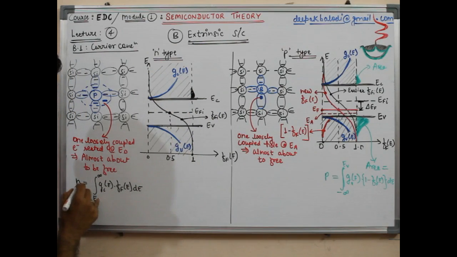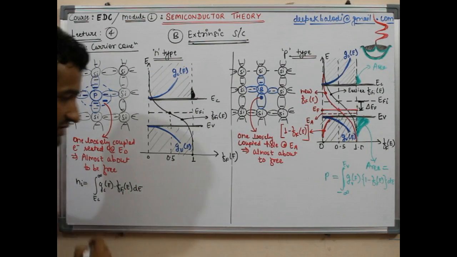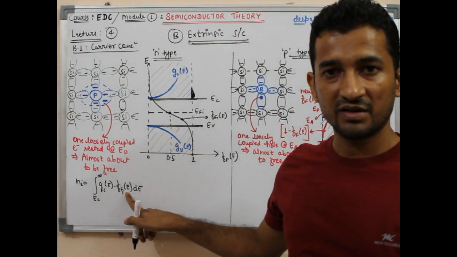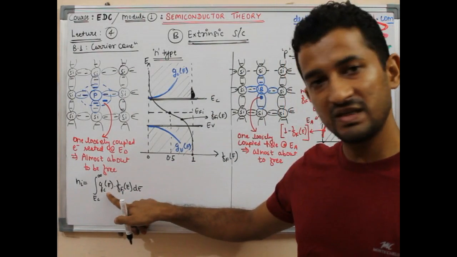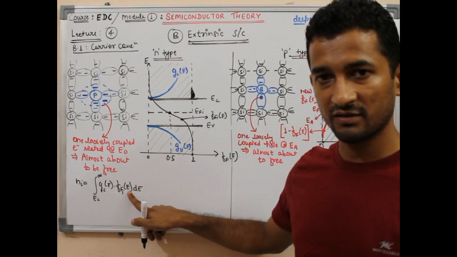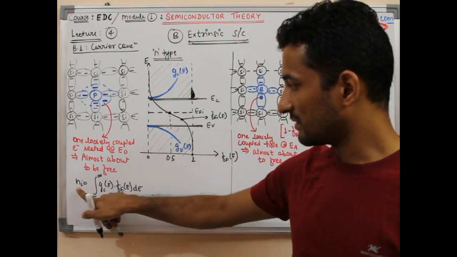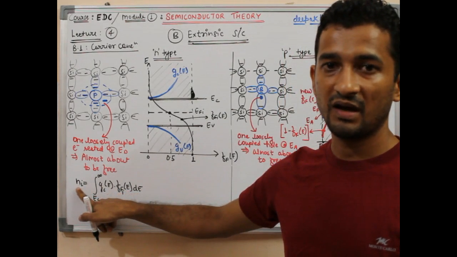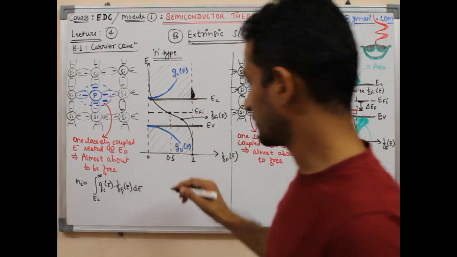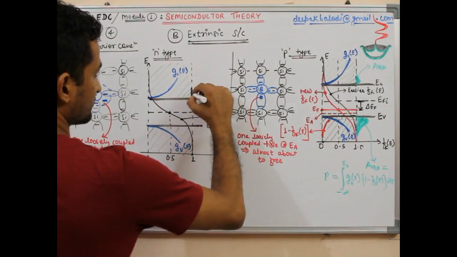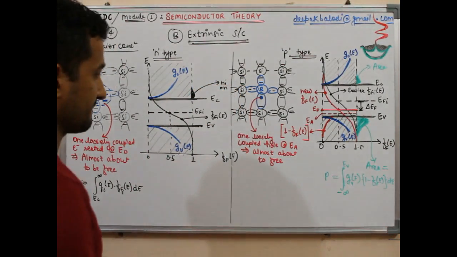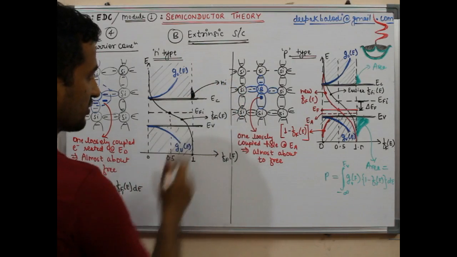This value earlier was Ni, when this was FFI. For the intrinsic semiconductor, GCE remains the same, but FFIE, the Fermi Dirac function for the intrinsic case, gives us the free electron concentration, or intrinsic carrier concentration. That is this area. So this was N equals Ni.